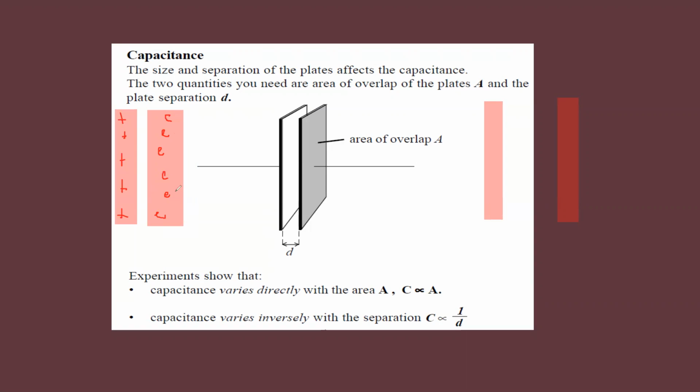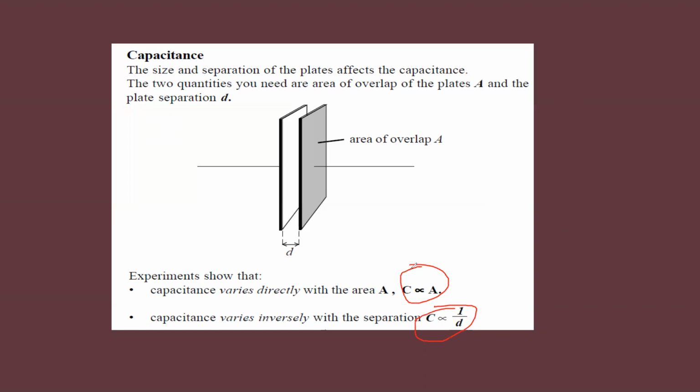So the capacitance is directly proportional to area. A large area capacitor can store a greater amount of charge, so higher capacitance, and it is inversely proportional to the distance between them. So when I combine these two factors, I will say it is A divided by D. So it shows that capacitance is directly proportional to area, and inversely proportional to the distance between the plates.